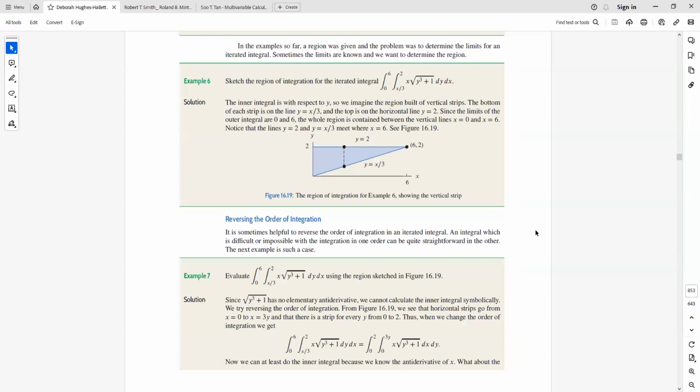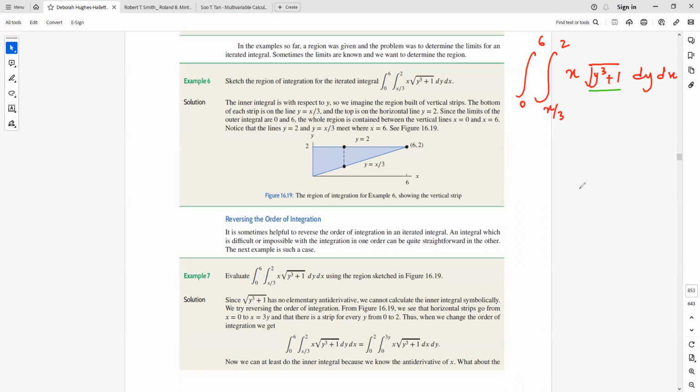Now let us embark on another example. For instance, let's take this example. Here we have the integral from 0 to 6. Then inside we have the integral from x over 3 to 2 of the square root of y cubed plus 1, dy dx, right? Now see here, the complexity is that we cannot compute the integral of the square root of y cubed plus 1 with respect to dy because we don't have the derivative of this function outside.